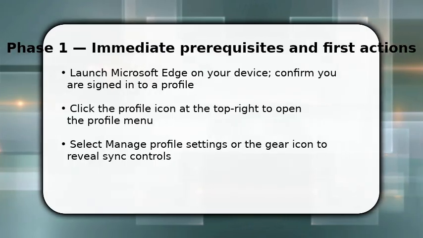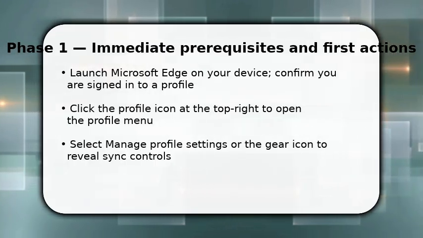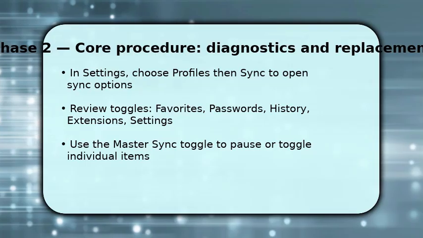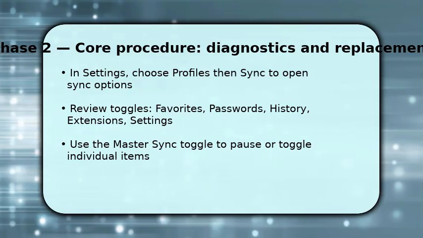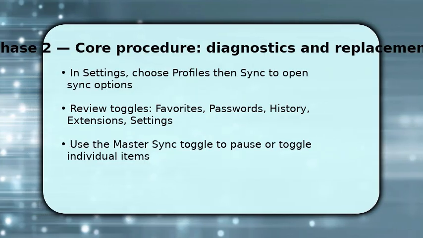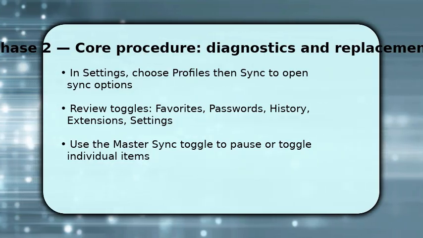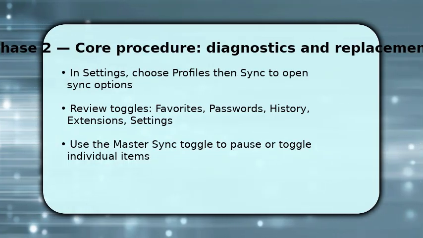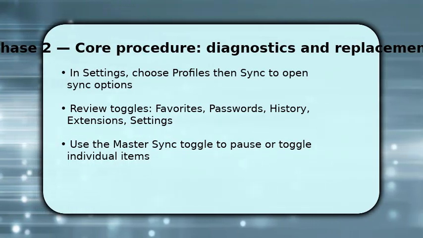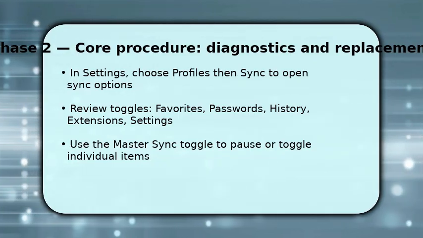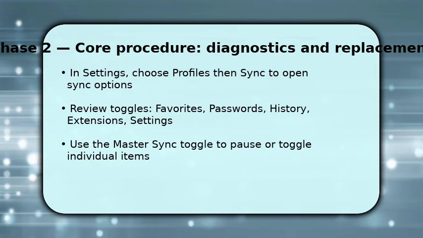Make sure you pick the profile tied to your Microsoft account before moving on, because sync settings are account-specific. Now go into Settings, pick Profiles, and then sync to reach the detailed controls. You'll see a master sync toggle and individual toggles for favorites, passwords, history, extensions, and settings. Toggle the master to stop all syncing immediately or selectively switch off specific categories if you want partial control. You do this to protect data or reduce cross-device changes.